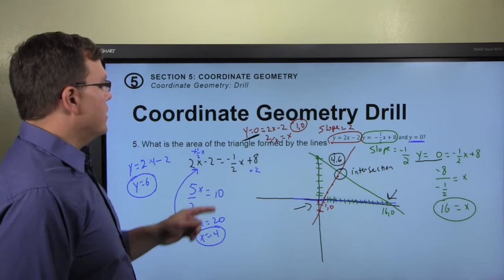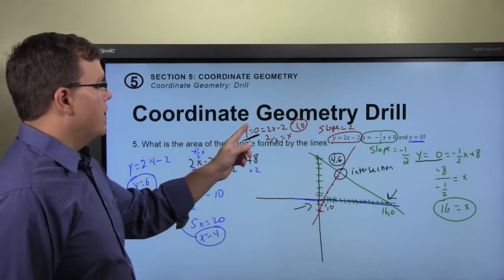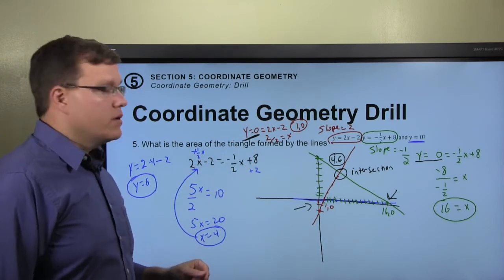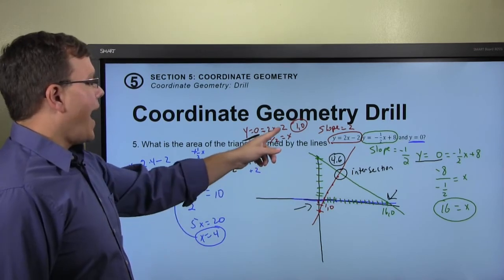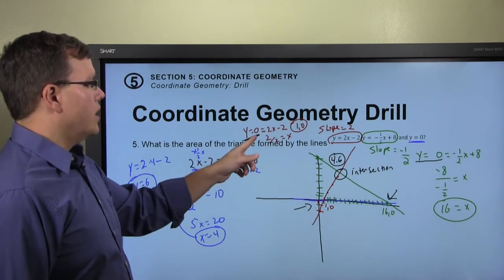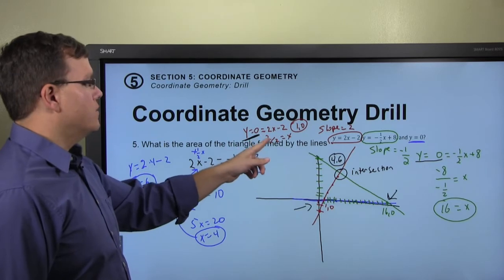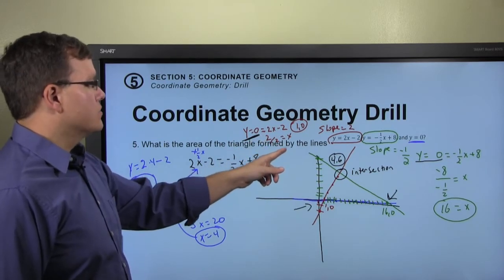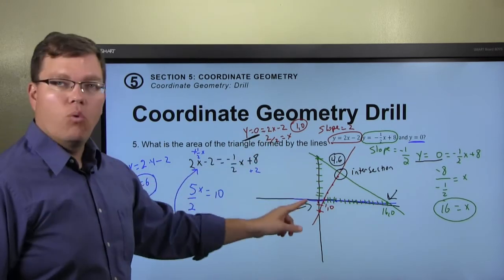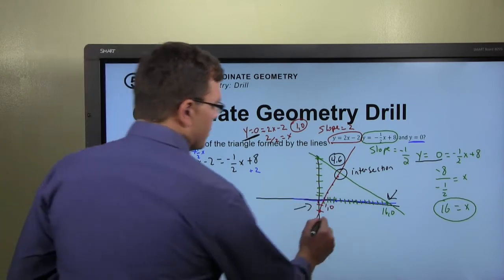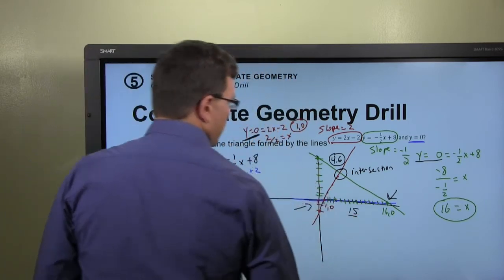On the red one here, if we have y equals 0, we have 2x minus 2 equals 0. So you add 2 to move that over, and then you divide by 2. So x is equal to 1. So this point is (1, 0), and that point is (16, 0). So this distance is going to be 15.